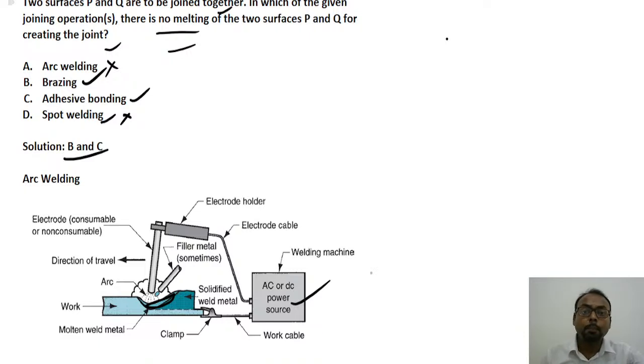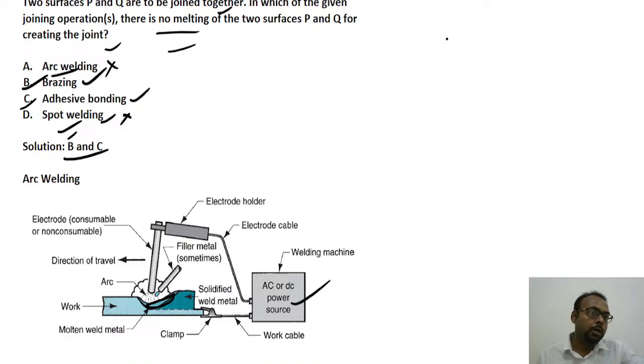This question was a multiple option question in which two or more options are correct. So if you have selected only one option, then it will become a wrong answer. Option number one, that is arc welding, is the wrong option, and the fourth option, that is spot welding, is also wrong, because in these two options, melting of the surfaces takes place. But in the case of B and C, where brazing and adhesive bonding are taking place, there is no melting of the surfaces. That is why these two options are correct for this question.